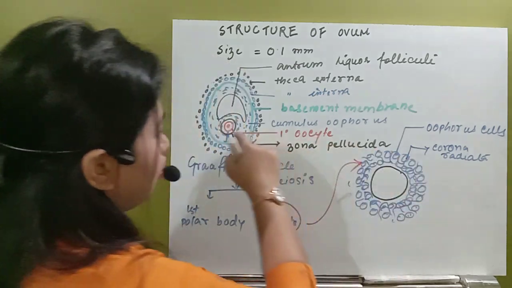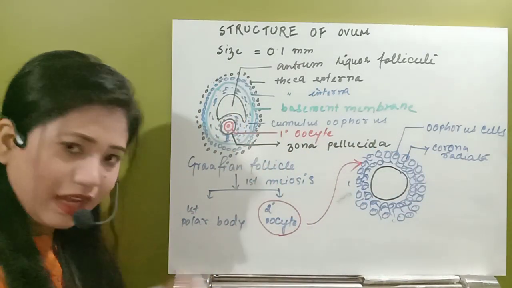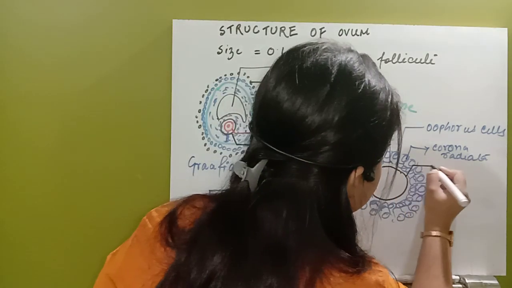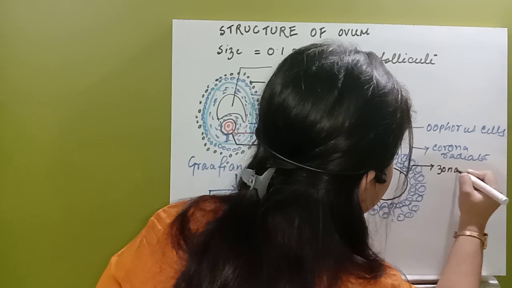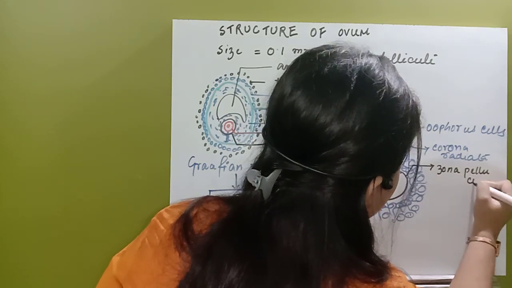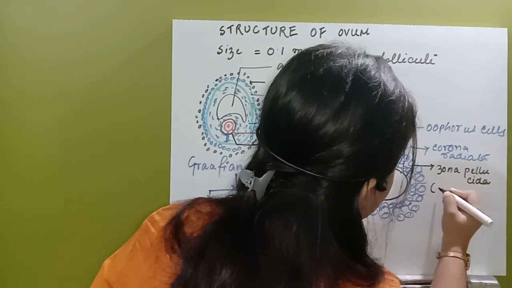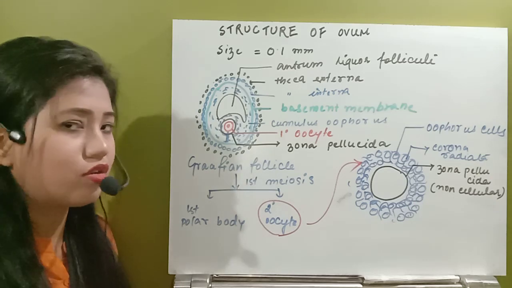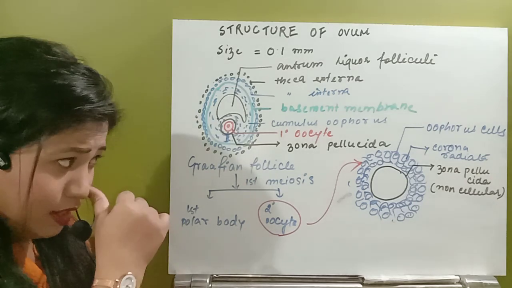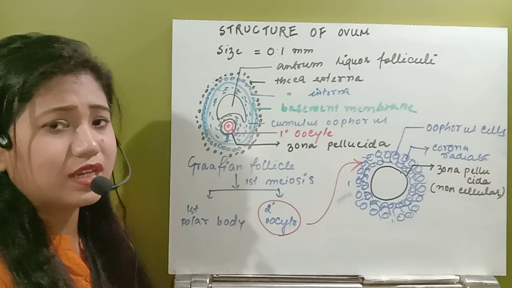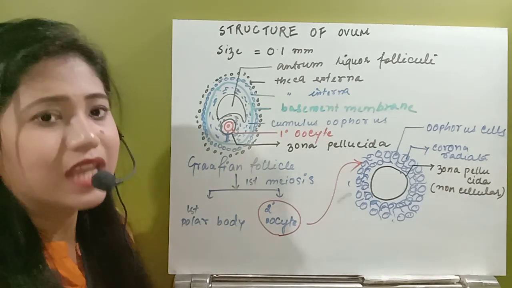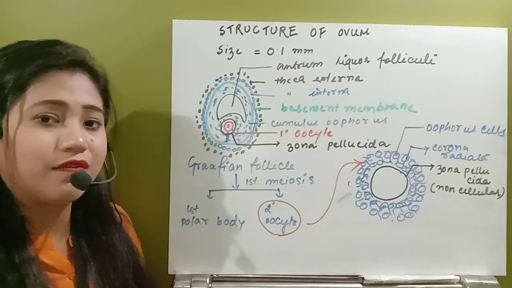Zona pellucida along with the secondary oocyte, whenever it is formed, zona pellucida will also enter inside it. So this is the zona pellucida. One thing you should know is that the zona pellucida is a non-cellular layer. It is made up of glycoprotein but not made up of any cell. One thing you should know is that the zona pellucida is very important in terms of fertilization. Why? It helps in species specific recognition.